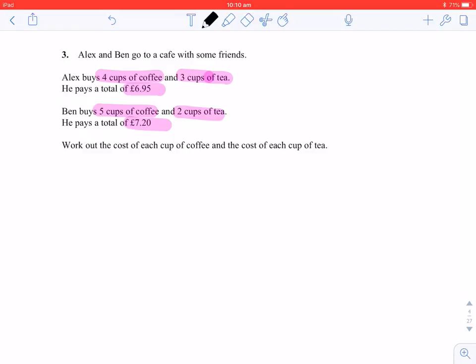So what we need to do here is identify that we've got a simultaneous equations question. For Alex, we can say he's got 4 coffees and 3 teas, and that costs £6.95. And for Ben, we say he's got 5 coffees and 2 teas, and that costs £7.20. We're going to label the first one equation 1 and the second one equation 2.